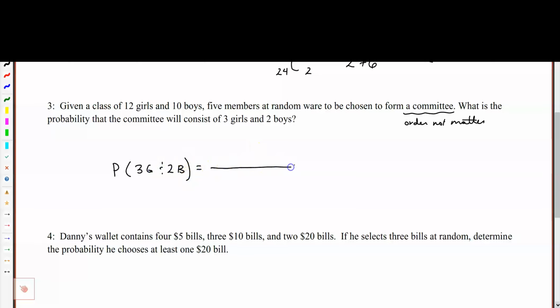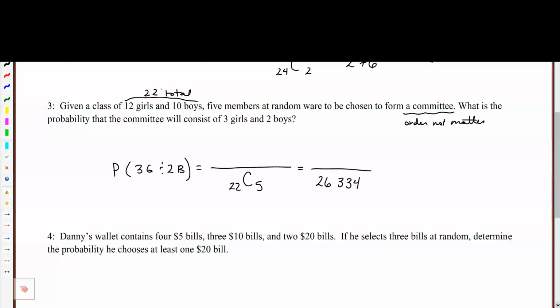I like to build my denominator first. For the denominator, overall at this point in time, you have 22 people total, and you need a committee of 5. Since order doesn't matter, we'll look at a combination, and out of 22 people overall, you want to choose 5 of them for your group. So 22 choose 5, there'll be 26,334 ways to pick a committee of 5 people out of this group of people.